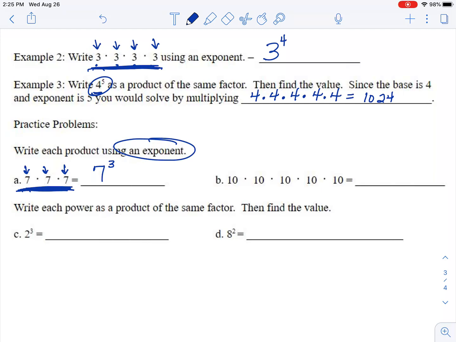Part B here. I'm looking at this one. What number is being multiplied over and over and over and over again? The 10. So the 10 will be my base. How many 10s do I have? 1, 2, 3, 4, 5. So the 5 will be my exponent.